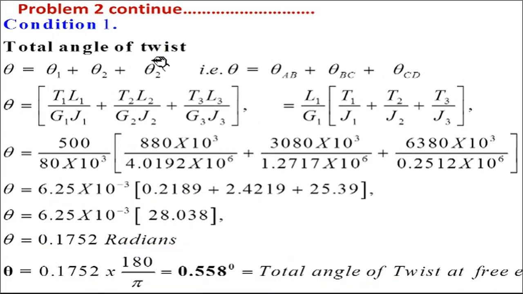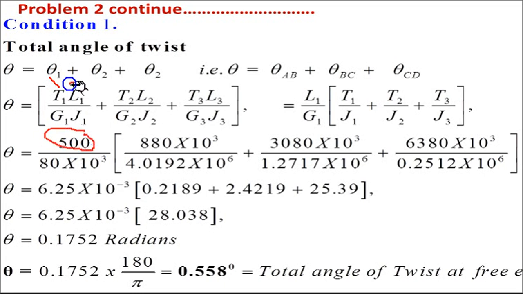Then to find the total angle of twist, theta will be equal to theta 1 plus theta 2 plus theta 3. That is theta AB plus theta BC plus theta CD. Then you just put the formula for theta. Theta is equal to TL by GJ. So for section 1 it will be T1 L1 by G J1. For section 2, for section 3, you put all these terms.